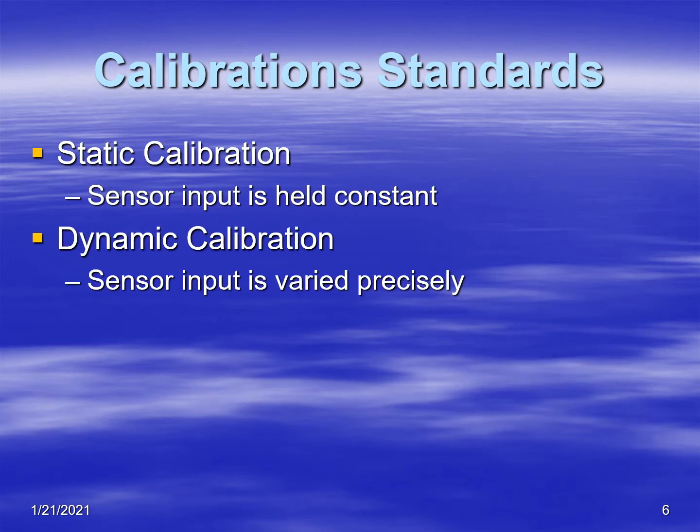Calibration can be either static or dynamic. Static means there's no time element. So the sensor input is held constant, whereas dynamic means the sensor input is changing. For example, you may be changing temperature over a period of time and seeing how the thermometer responds. Whereas static calibration would be just a particular temperature, you have a particular height in the liquid and glass thermometer. Change the temperature, you get a different height.